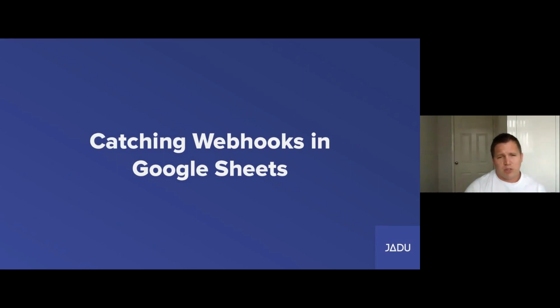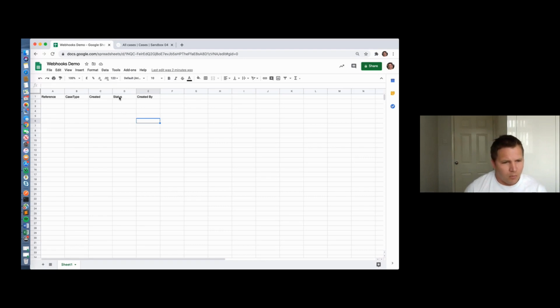So the first thing we're going to do is show you how to just catch information in a Google Sheet using webhooks. What I've got here is a Google Sheet with some headers in it. I've got a reference, what case type, when it was created, the status of it, and who created it.